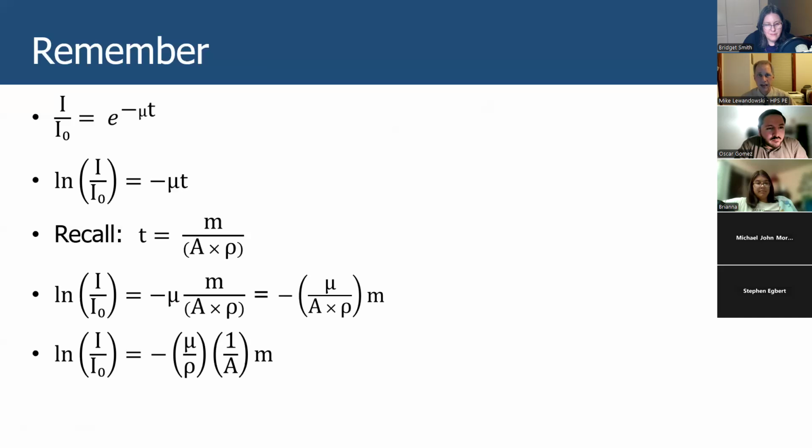Is that familiar to anyone? Multiplied by 1 over the cross-sectional area, multiplied by the mass. So the natural log of the intensities is proportional to the mass. Now we're talking about measuring mass.